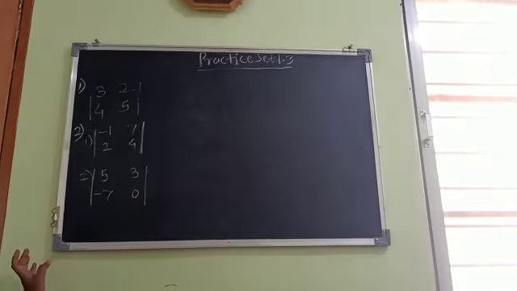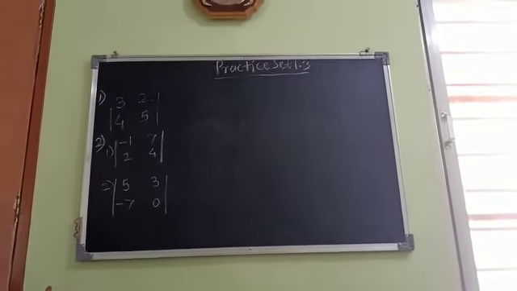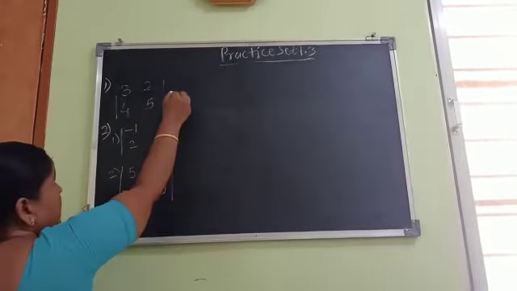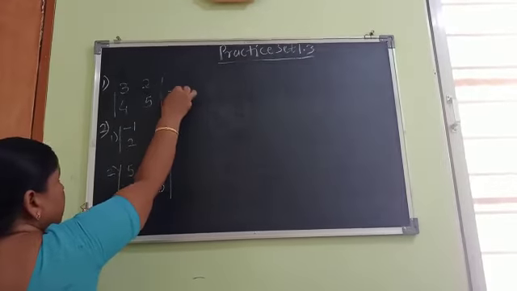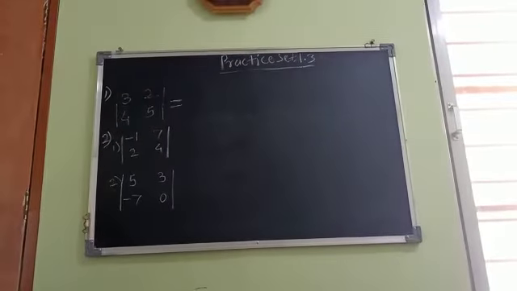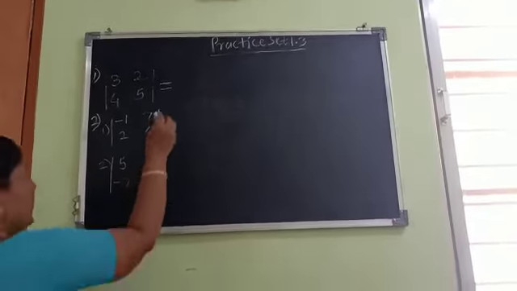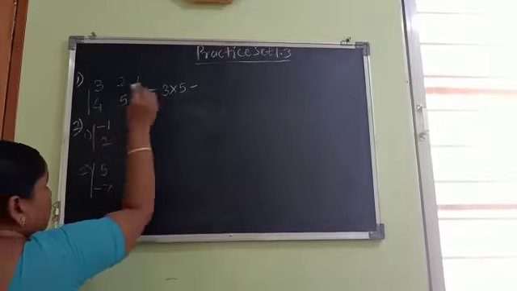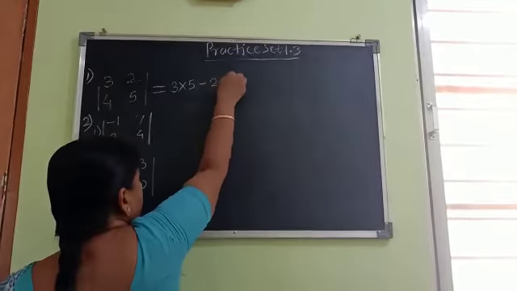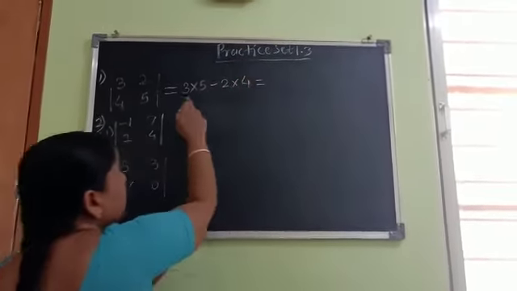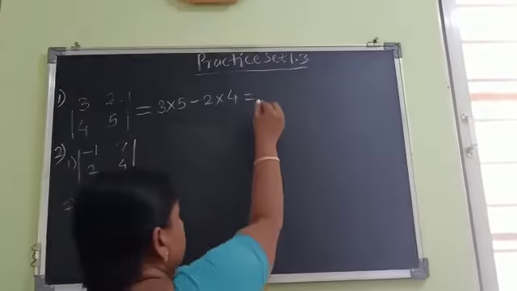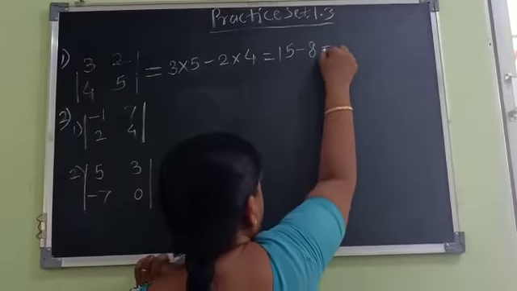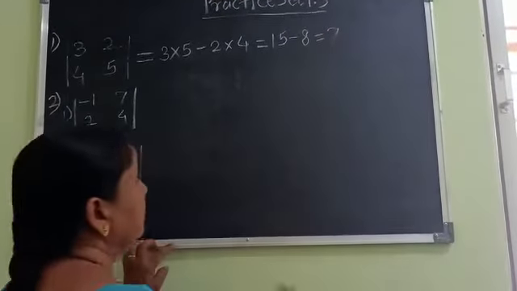Practice set 1.3. First example, the determinant is given 3, 4, 2, 5. As we have to find the value of this determinant, that is the cross multiplication between the terms: 3 into 5 minus 2 into 4, which is equal to 3 into 5, 15, minus 2 4s are 8. So 15 minus 8, it is 7.